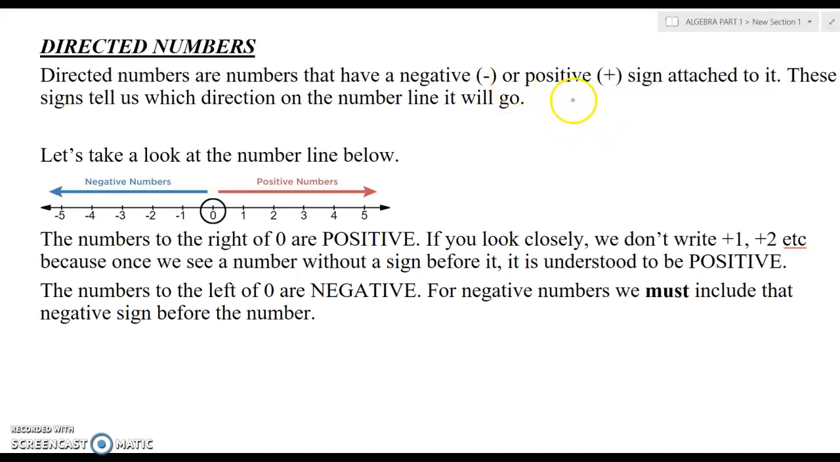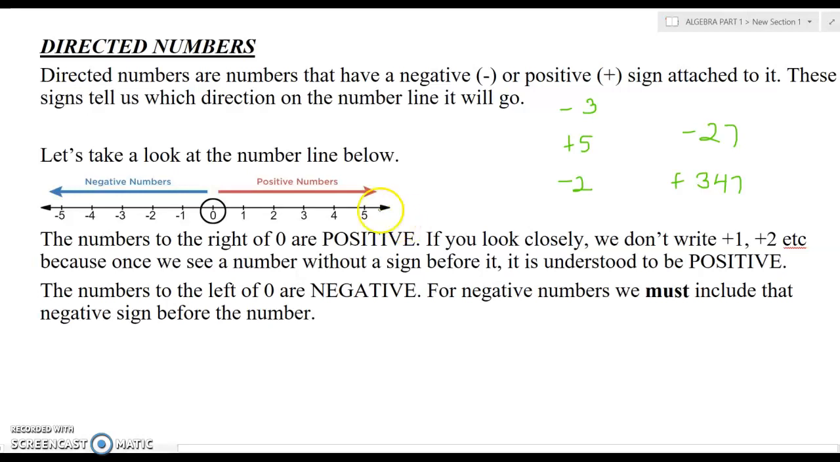So for example, negative 3, that's a directed number. Positive 5, negative 2, negative 27, positive 347, and so on, right? So once there's a sign attached to it, it's a directed number.